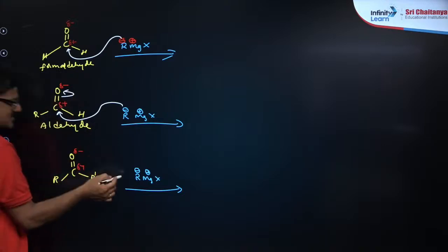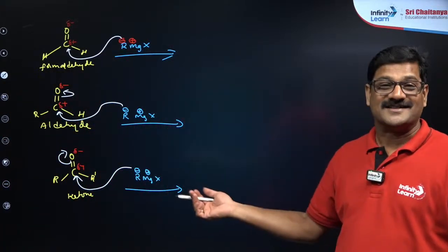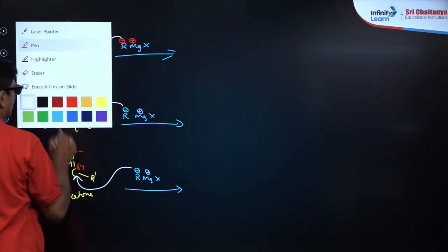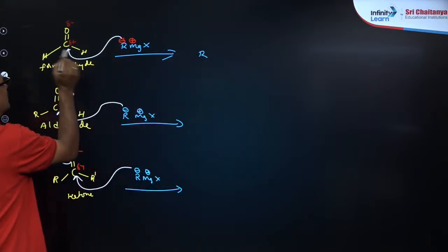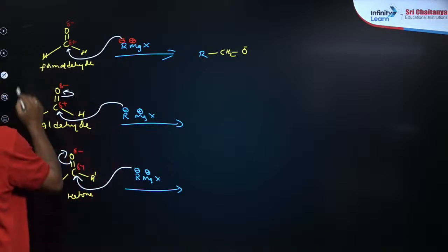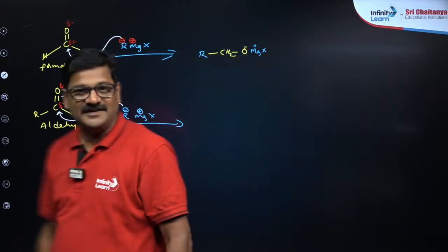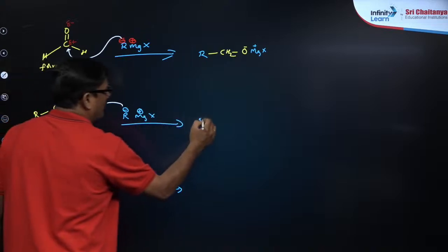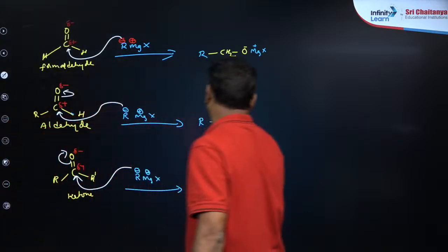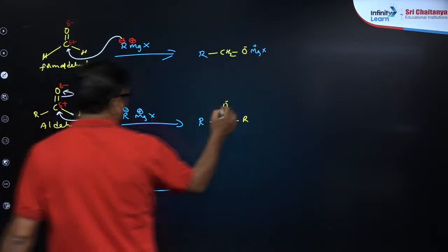Yes, very good. These are simple reactions, but they look complicated to students, so here in the Infinity Land studio I am giving you the simplest tricks to understand. Now this is the R, connected to CH2, and O minus and MgX. Here again R is connected to CH, and it is going to be O minus and MgX.